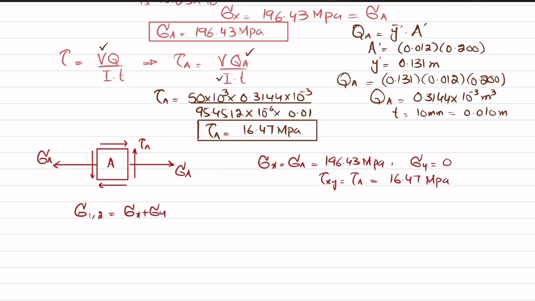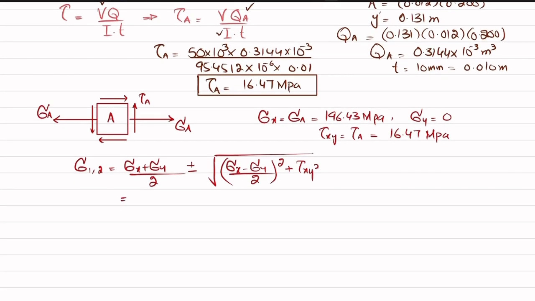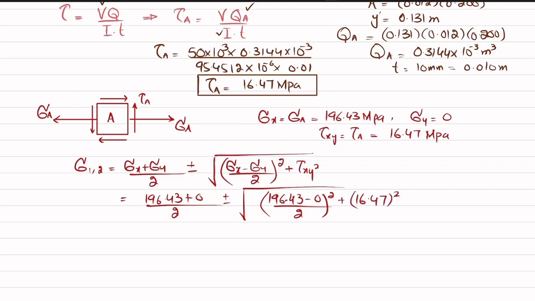Okay, now we know that principal stress sigma 1, 2 is equal to sigma x plus sigma y divided by 2 plus minus square root of sigma x minus sigma y divided by 2 whole square plus tau of xy whole square. So just put the value: sigma x is 196.43 plus 0 divided by 2 plus minus square root of 196.43 minus 0 divided by 2 whole square plus 16.47 whole square, which is equal to sigma 1, 2.